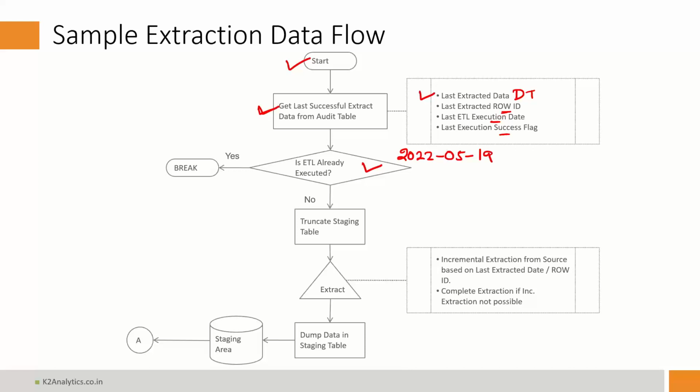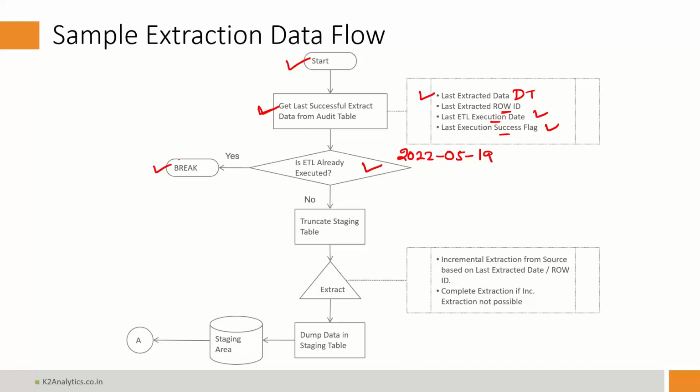One was the automated scheduled ETL which got triggered. Second, I am manually triggering the ETL. When I am triggering the ETL the second time on the same day, I should see what the last execution was and whether the last execution was a success. If the last execution was a success for a given date, I should simply break out.